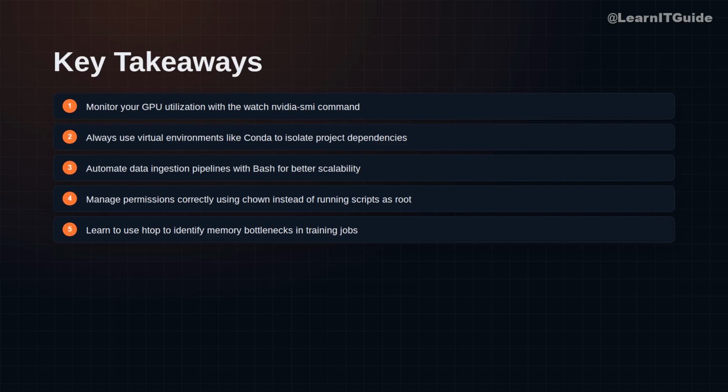Always fix permission issues with chown rather than relying on sudo. Finally, master htop so you can spot memory leaks before your training job crashes. These 5 habits will make you a significantly more effective AI engineer.